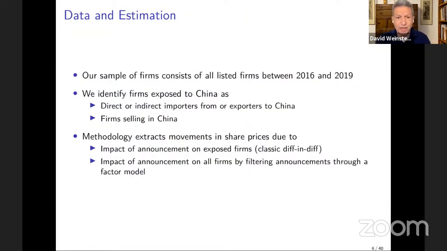In terms of the data that we're going to use, our sample is going to be all listed firms that existed between 2016 and 2019.